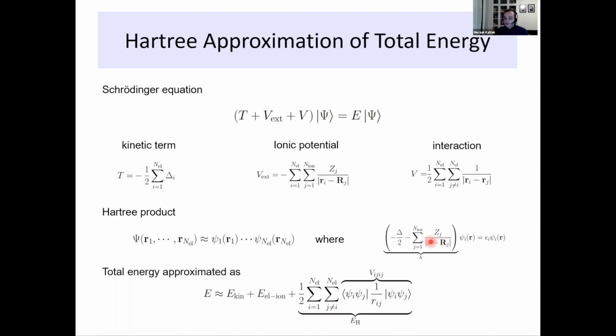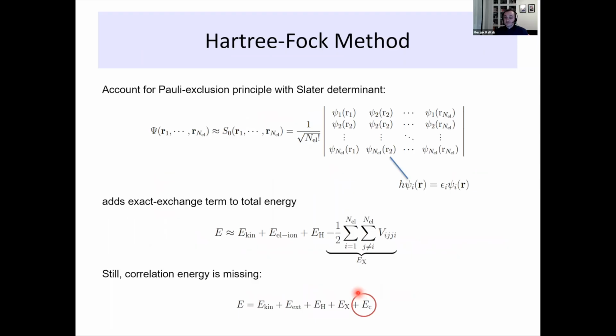Okay, now within this approximation, the total energy of the system can be written as follows. So it contains three terms, the first one coming from the kinetic term, the second one coming from this ionic potential, also known as the external potential, and the third term is the Hartree term, which depends now on these Coulomb orbitals here. Now, the Hartree term captures the dominated contributions to the electronic repulsion term. However, there are still terms missing.